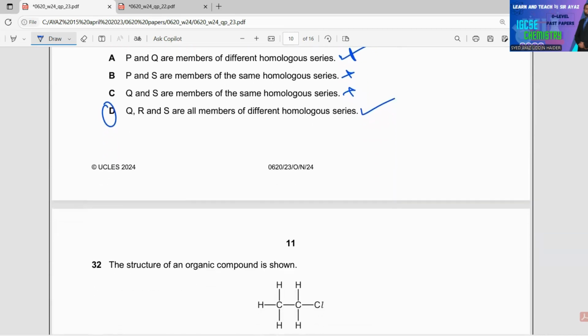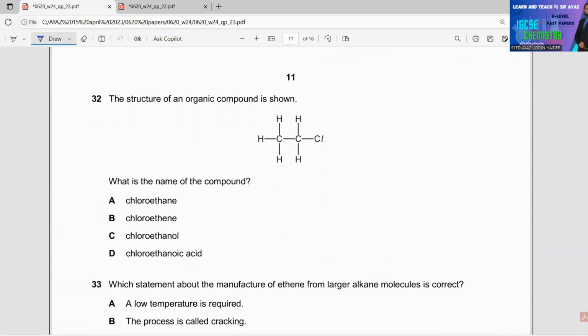Moving to next MCQ, which is 32. The structure of an organic compound is shown. We have chloroethane. It's A. It's chloroethane simply. It's not chloroethene. Chloroethene must have a C double bond C in it. Chloroethanol must have OH in it. Chloroethanoic acid must have the carboxyl group. All the other choices are incorrect.